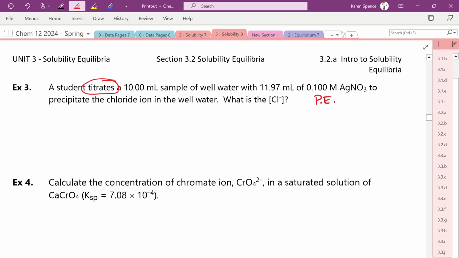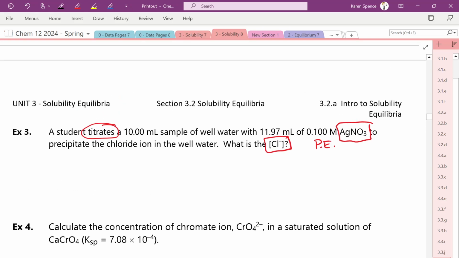Now, this one sometimes is confusing to people because we are given AgNO3 and we are given Cl minus. However, you guys are grade 12 students now. So the fact that I've given you AgNO3 and Cl minus should not prevent you from writing a net ionic equation. Could you write a net ionic equation?